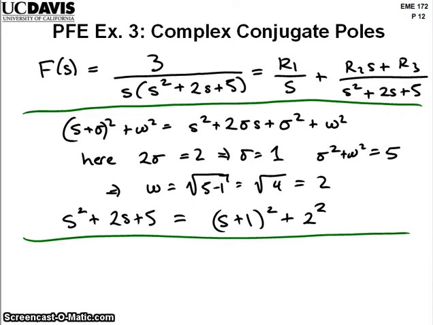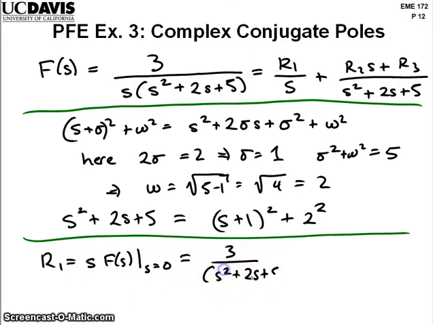Okay, so R1 is easy. We just do R1 is going to be equal to s times F of s evaluated at s equals 0. And so I get 3 over s squared plus 2s plus 5 evaluated at s equals 0. So that gives me 3/5. Okay, that's the first residue. And then how do I find R3 and R2?